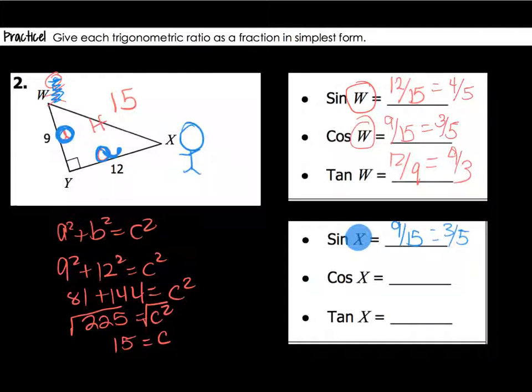Cosine is going to be adjacent over hypotenuse, which is 12 over 15, which simplifies to 4/5. Tangent from X is now going to be 9 over 12, which simplifies to 3 over 4. So this is just setting up the ratios to get us ready to actually solve when we have real numbers and numbers for the angles.